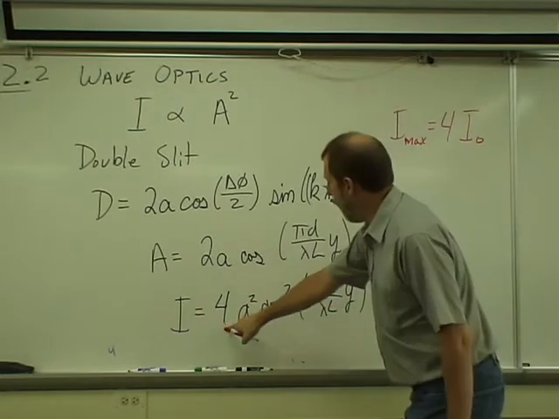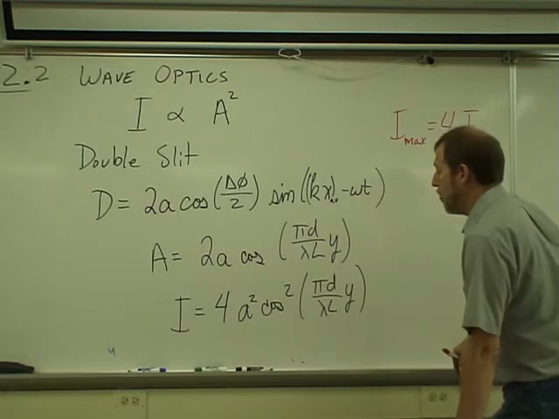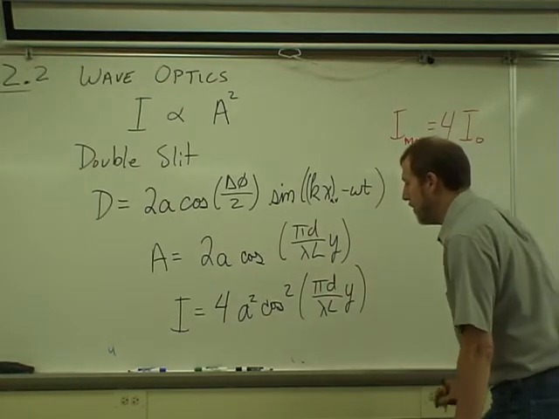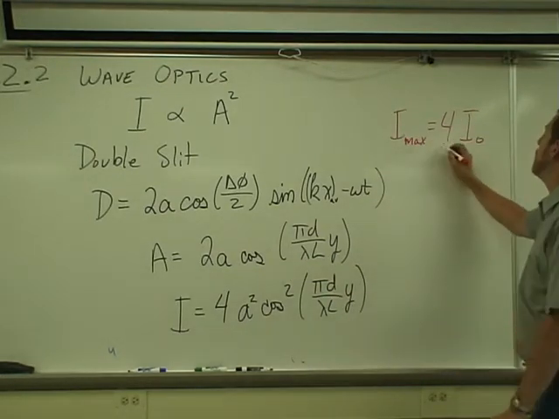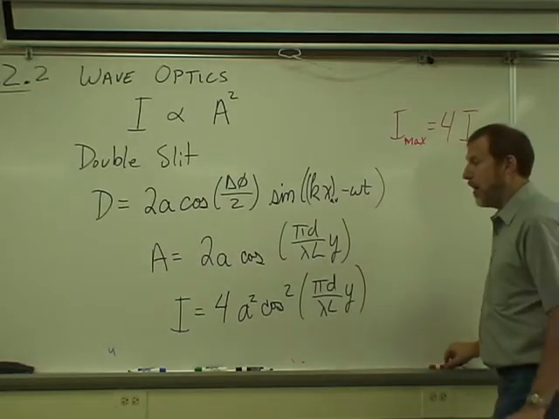will be equal to 4a squared times, well, at a maximum, this cosine will be equal to 1, so cosine squared will be equal to 1. So at a maximum, the intensity will be equal to 4 times the intensity at a given point.